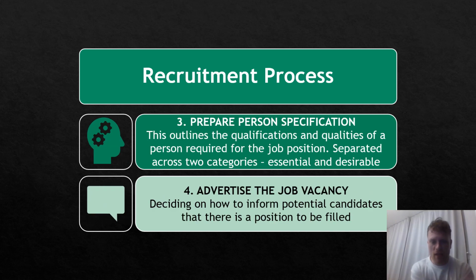Okay, so number 3 is where we prepare a person specification, and this outlines the qualifications that the candidate must have in order for them to do the job. It also dictates the qualities we would be looking for in a person for them to carry out the job as required. Those will be separated into 2 different categories: essential and desirable. Essential being they must have them in order for them to apply for this position. Desirable is it would be an added bonus if they had them.